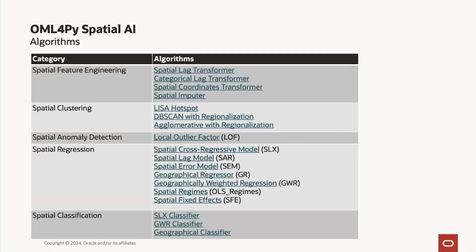I am not going to drag through each of these and explain them. This is literally a screenshot grabbed out of the documentation, but I wanted to at least list for folks who are already familiar with this the algorithms that are in our first release. And this is, I should mention, really the first release of OML4Py Spatial AI. So this is the first set of algorithms that we've introduced, organized by these categories that I just mentioned.